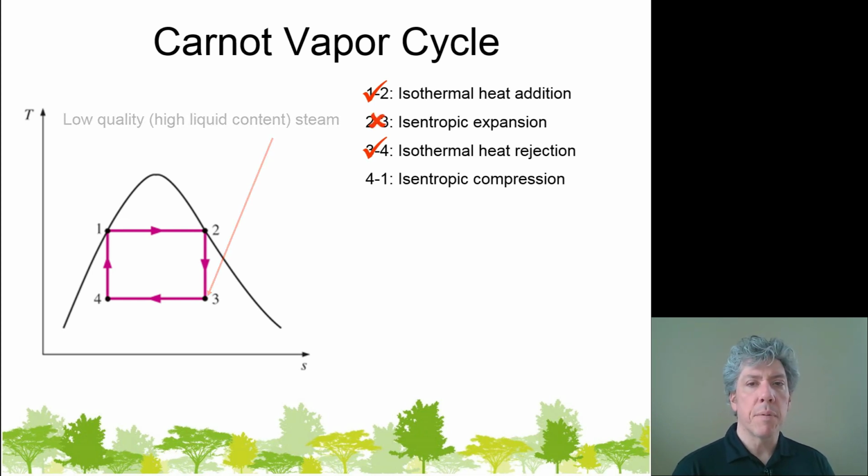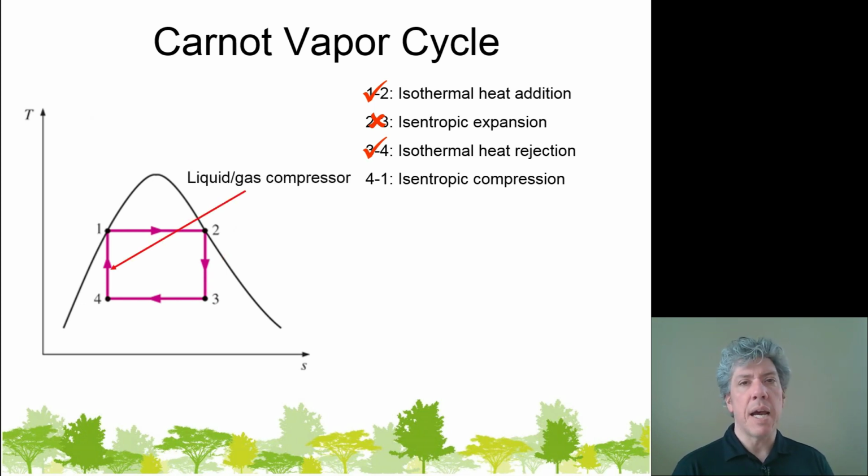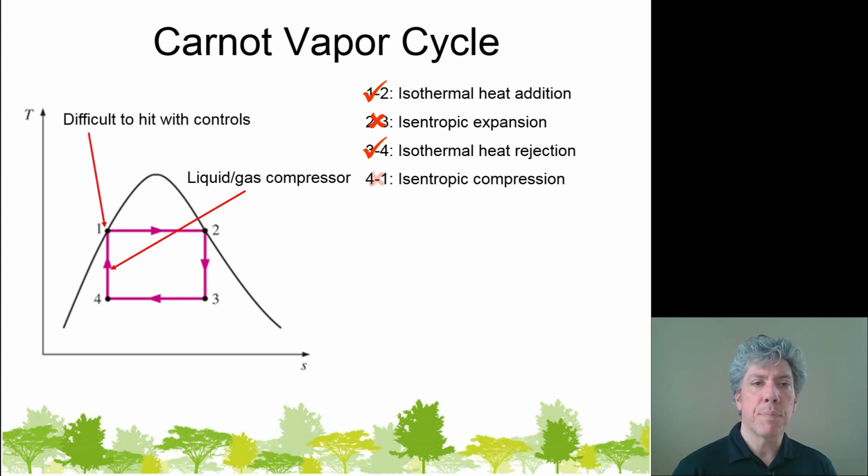Also, to get from state 4 back to state 1, we would need some type of pressure increasing device, something that can deal with both liquids and gases. That's going to be difficult to find. Also, we want to aim for the saturated liquid line, and that is difficult to hit with controls. So this process doesn't adequately model what would go on in the real cycle, because it's just too difficult to accomplish. And so again, the Carnot cycle has failed us.